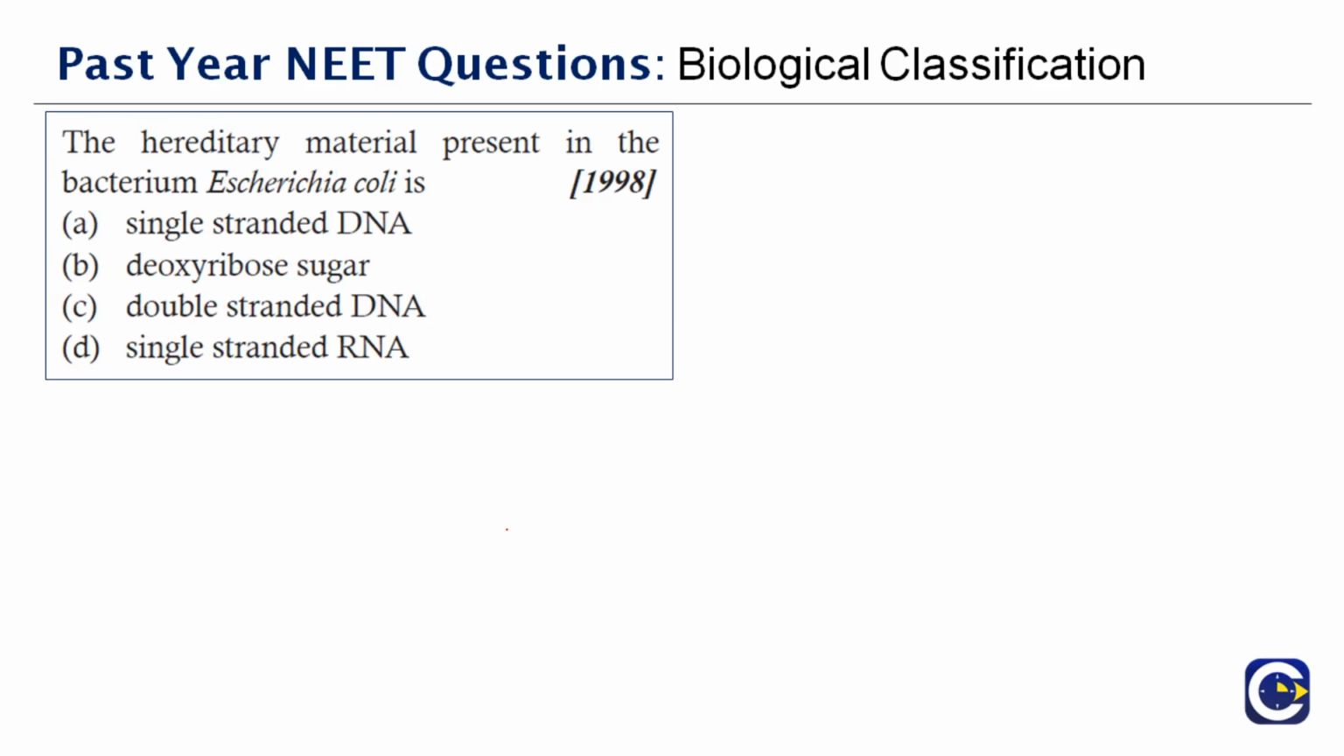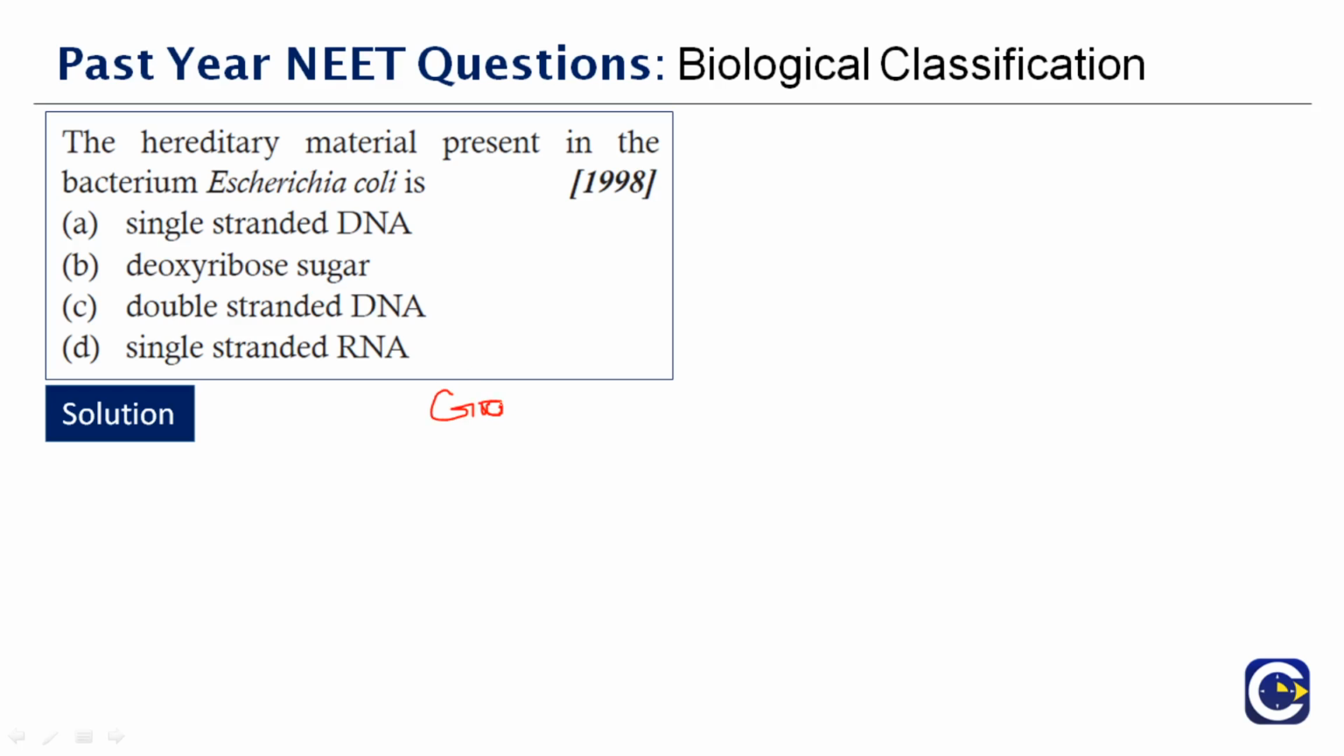Next question here. The hereditary material present in the bacterium E. coli is dash. Hereditary means it comes from ages to ages. It's a continuation from generation to generation. So what is this E. coli? Let's see about it.